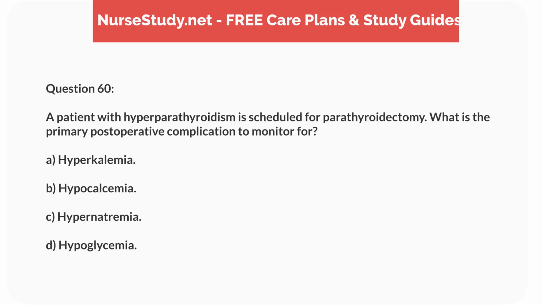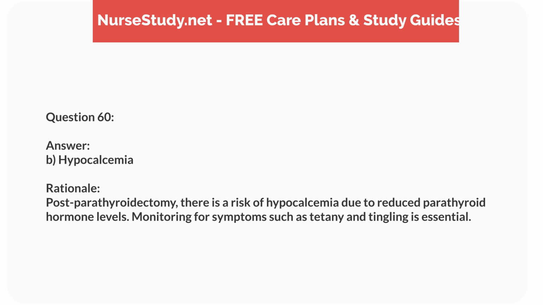Question 60. A patient with hyperparathyroidism is scheduled for parathyroidectomy. What is the primary postoperative complication to monitor for? A. Hyperkalemia. B. Hypocalcemia. C. Hypernatremia. D. Hypoglycemia. Answer: B. Hypocalcemia. Rationale: Post-parathyroidectomy, there is a risk of hypocalcemia due to reduced parathyroid hormone levels. Monitoring for symptoms such as tetany and tingling is essential.